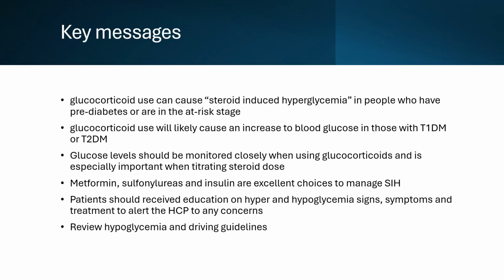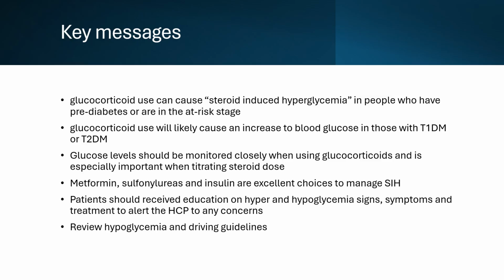So the key messages are that glucocorticoid can cause steroid-induced hyperglycemia in people who have prediabetes or in the at-risk stage. It can also very likely cause an increase to blood glucose in those with existing type 1 or type 2 diabetes. And those glucose levels need to be monitored closely when you're using glucocorticoids until it's stabilized out. If they're on long-term steroids, then it could stabilize out. But when they're titrating the dose, it's really important to keep a close eye.